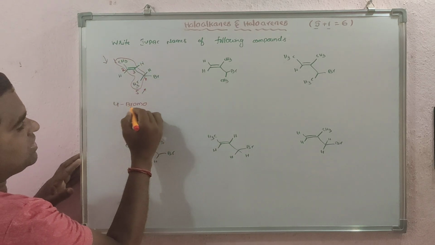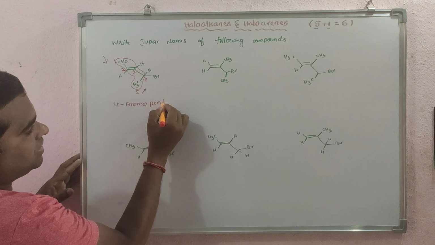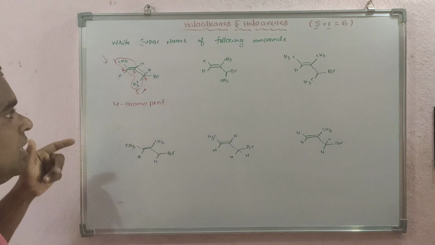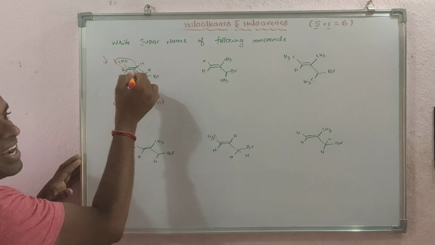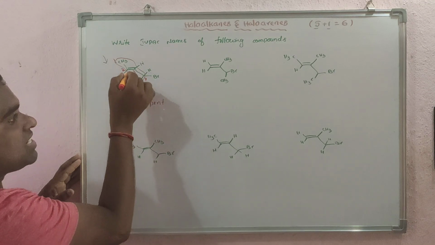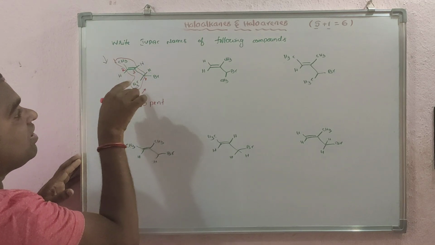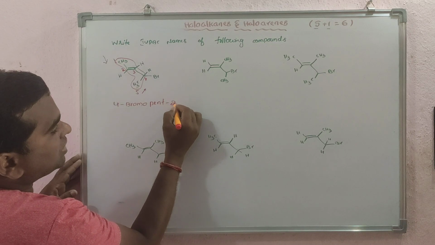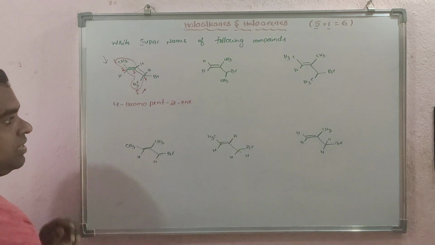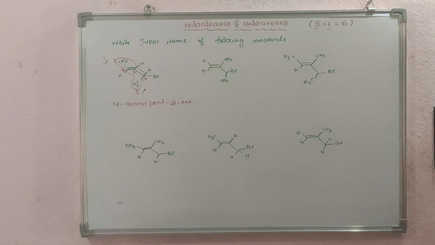5 means what? 4-bromopent. 5 means pent. And is this an alkane or an alkene? Alkene, because a double bond is there. So you have to write "ene". Where is the ene present? Second carbon. So that's why pent-2-ene. 4-bromopent-2-ene is the IUPAC name of this compound.